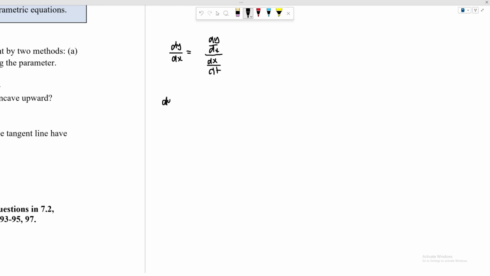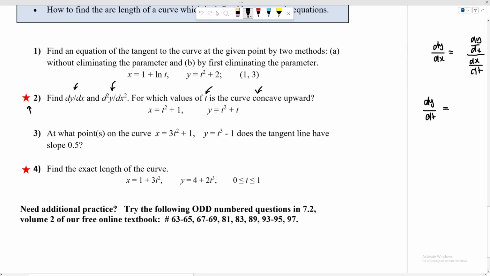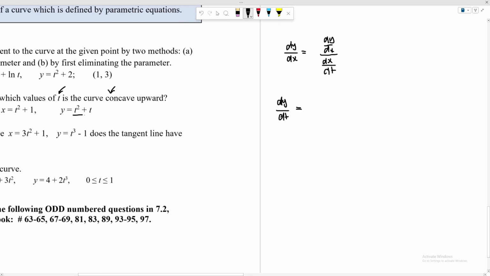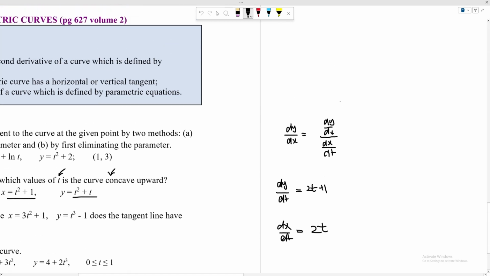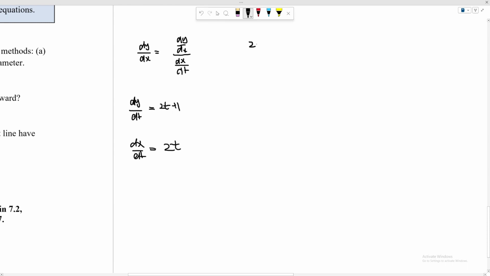And now if you want to find your dy over dt, what you can do is just derive this, which will give you 2t plus 1, and my dx over dt is this one. Right, now you go here and you sub them in. And this is the same thing as saying, and so what this is, 1 plus.